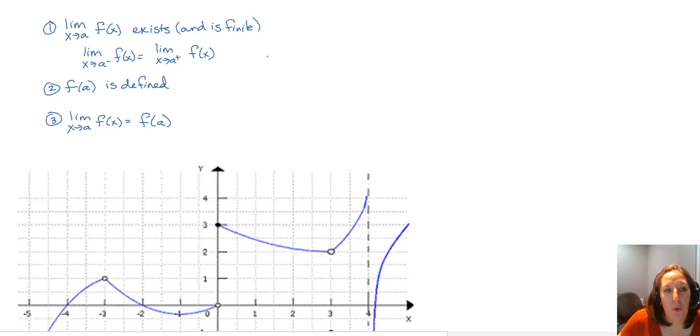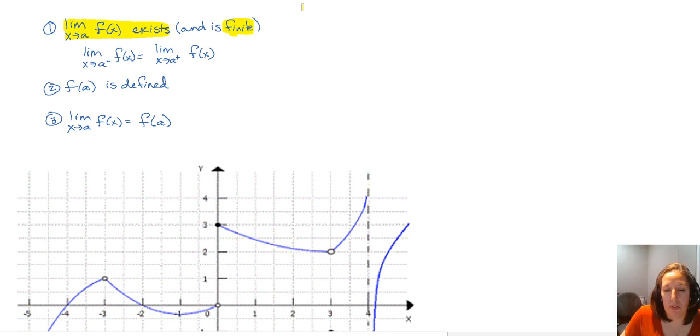Hello, in this video we're going to look at continuity, and specifically look at continuity on a graph. For a function to be continuous, we have to have these three criteria. The limit as x approaches a for our function has to exist. That means the limit from the left and the limit from the right have to approach the same value. And that value does need to be a finite number.